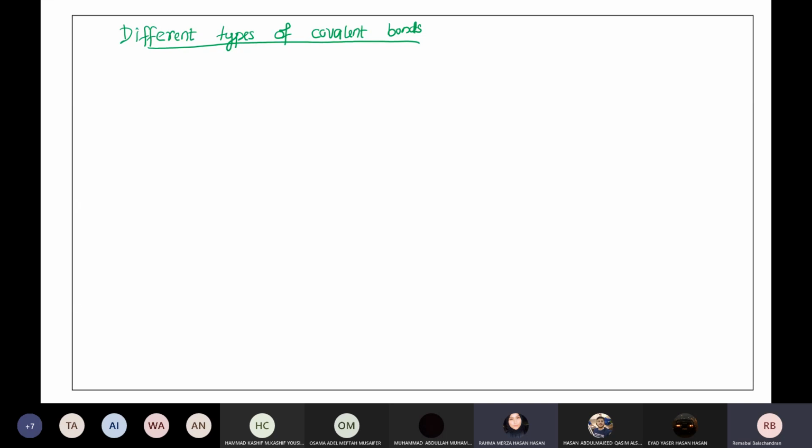Okay, so different types of covalent bonds. First, before I give an example, fluorine, F. Which group of the periodic table is fluorine? 17. It has 7 valence electrons. So now what do they do? Both of them share one electron. Sharing. So you get a single covalent bond. Single means 1.